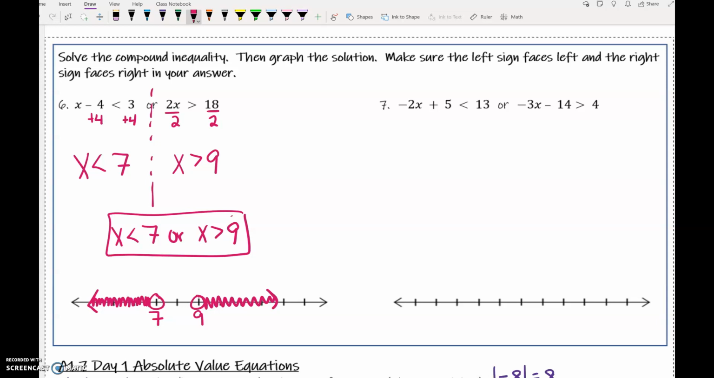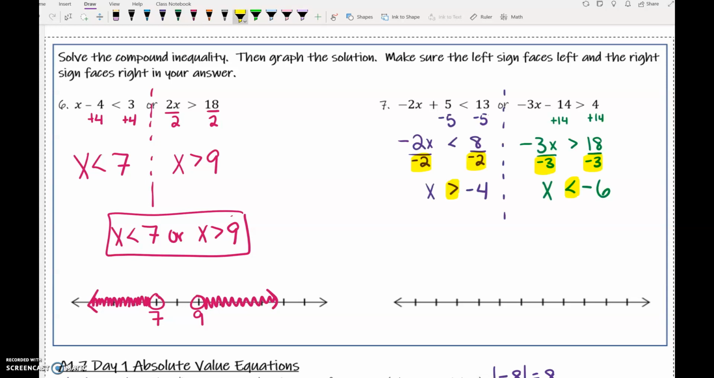Number 7 is going to involve switching your inequality symbols because of dividing by negatives. But I believe in you, so I want you to try number 7 on your own. Pause the video and go. Okay, so when you solve these, you do have to flip the inequality symbol on both of them. So make sure you look through here. I subtracted 5, I divided by -2, and that flipped my symbol. I added 14 on both sides. I divided by -3, which flipped my symbol.